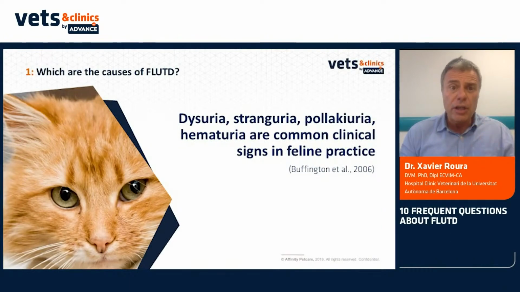So in clinics, it's frequent to find dysuria, stranguria, pollakiuria, even hematuria as common clinical signs in feline medicine. In general, these clinical signs are associated with just one problem, a problem in the lower urinary tract. However, it's not just one disease. These are clinical signs that we normally find in cats in our clinic.